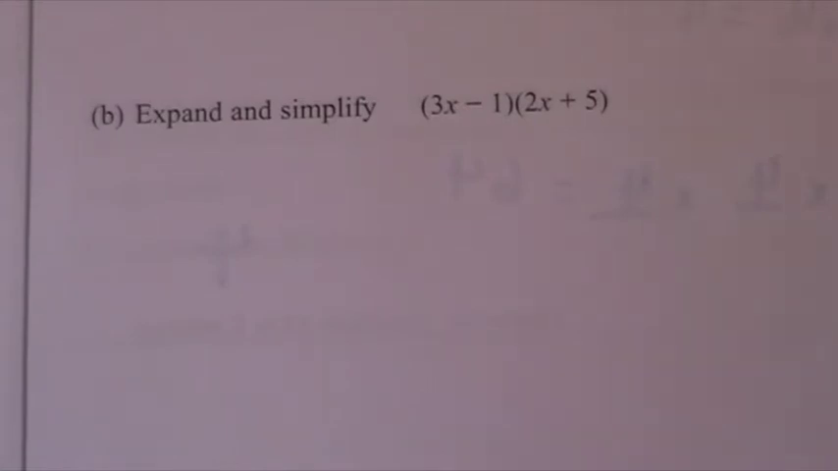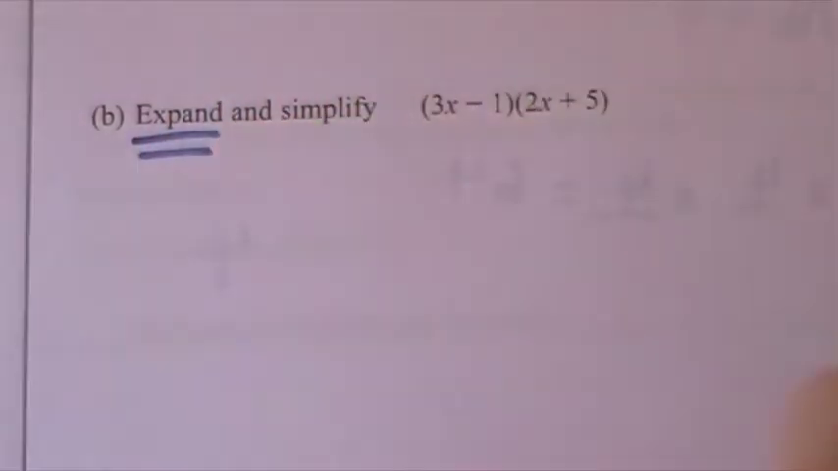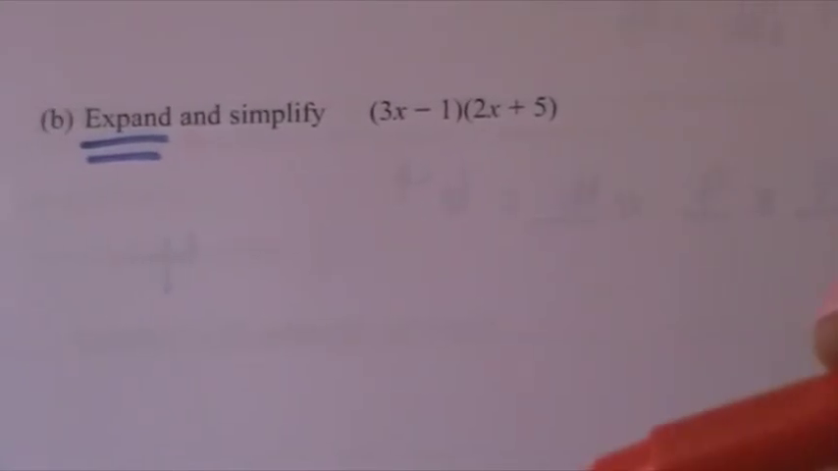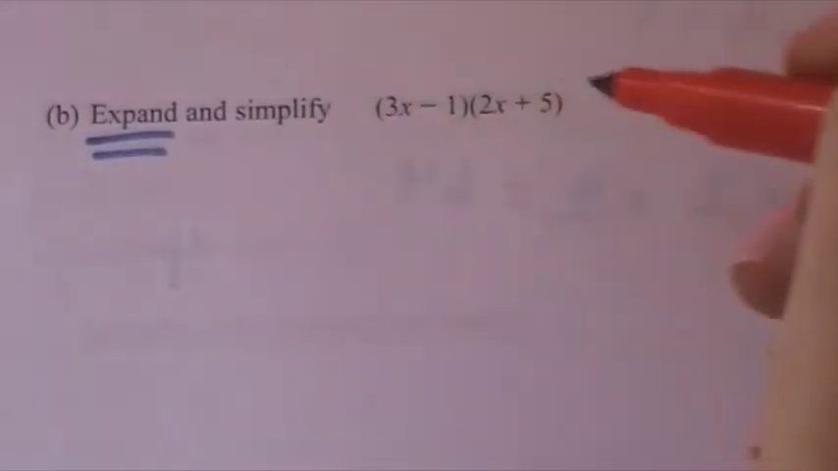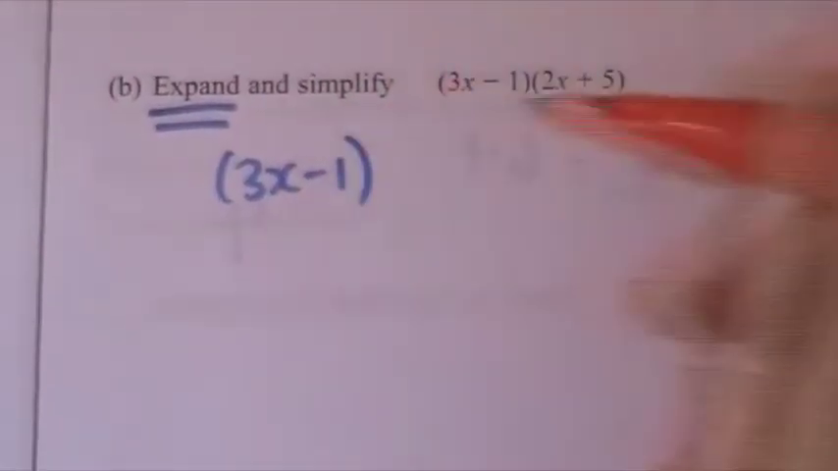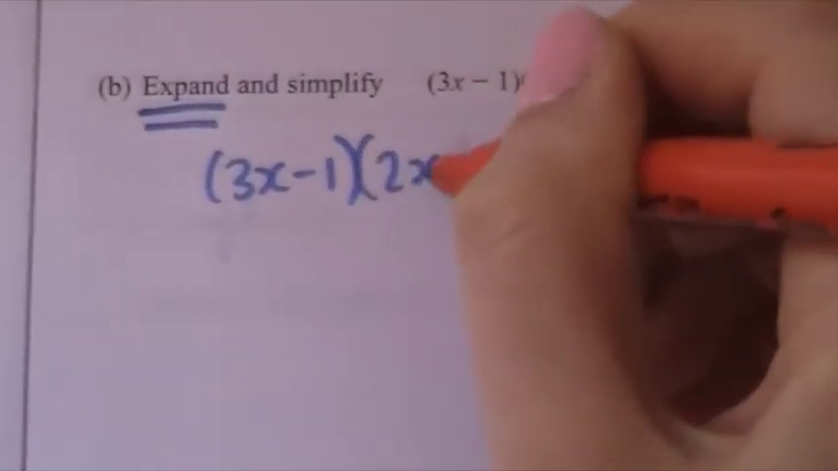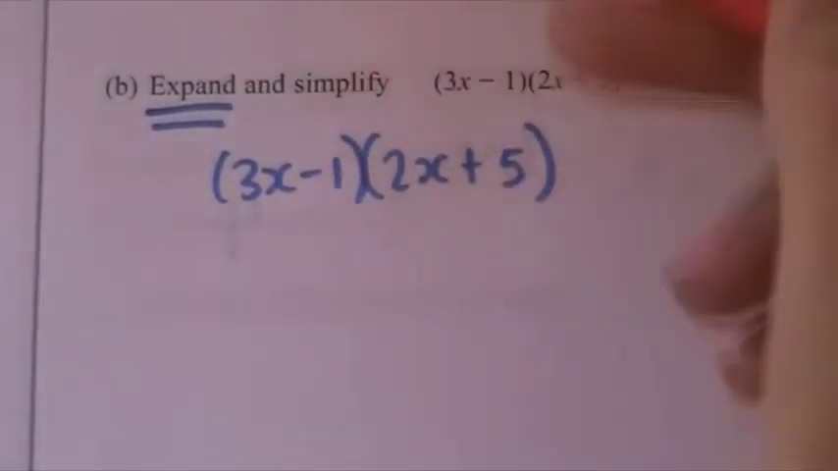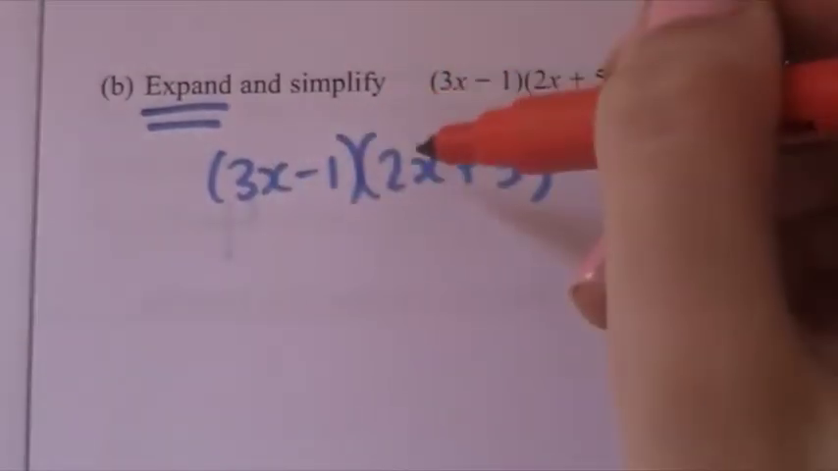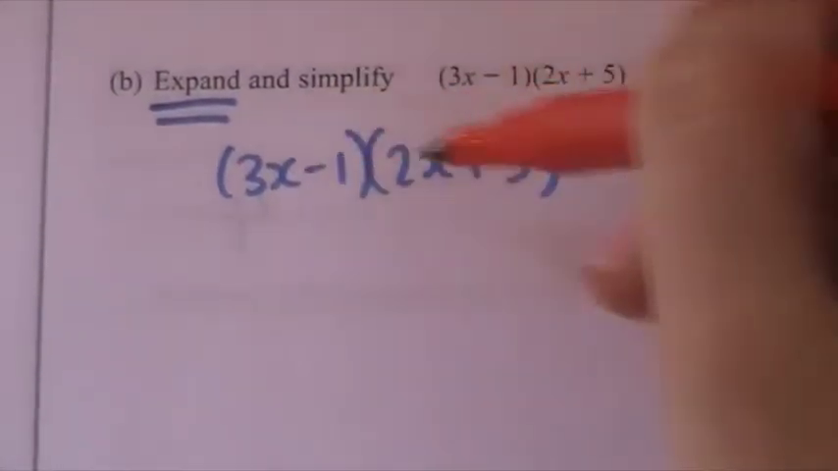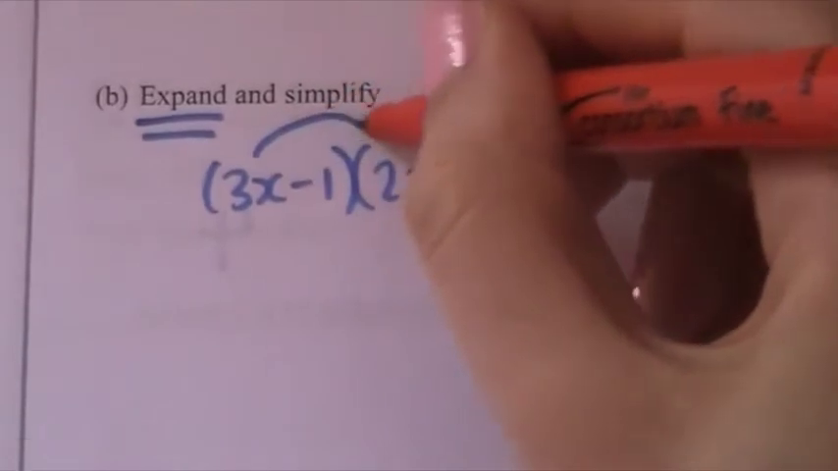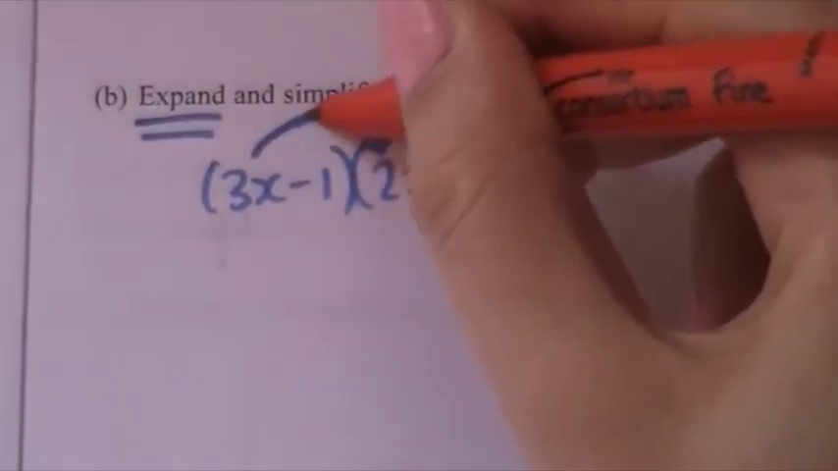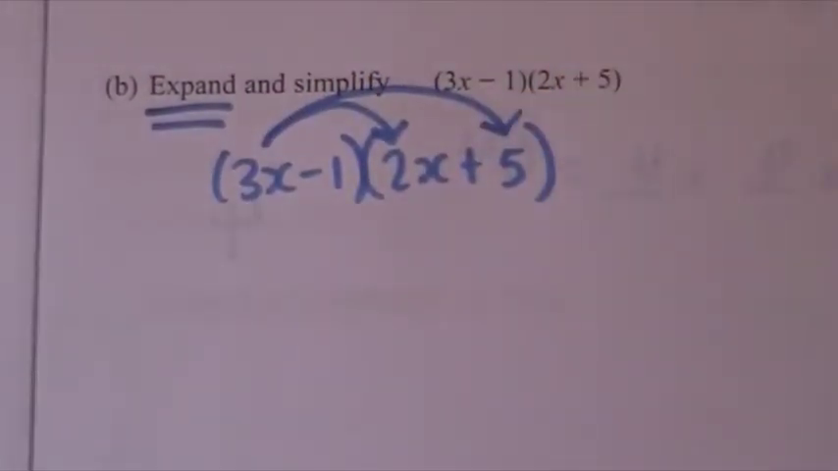14b, expand and simplify. Expand means we need to get rid of the brackets, and simplify. So we want everything in this first bracket to multiply everything else in this second bracket. So we've got 3x minus 1, 2x add 5. There are a number of ways that you might expand these double brackets. For example, we might focus on the 3x and say that that needs to multiply by both numbers in here, and the minus 1 does as well. So we need to do the 3x times by 2x and 3x times 5.